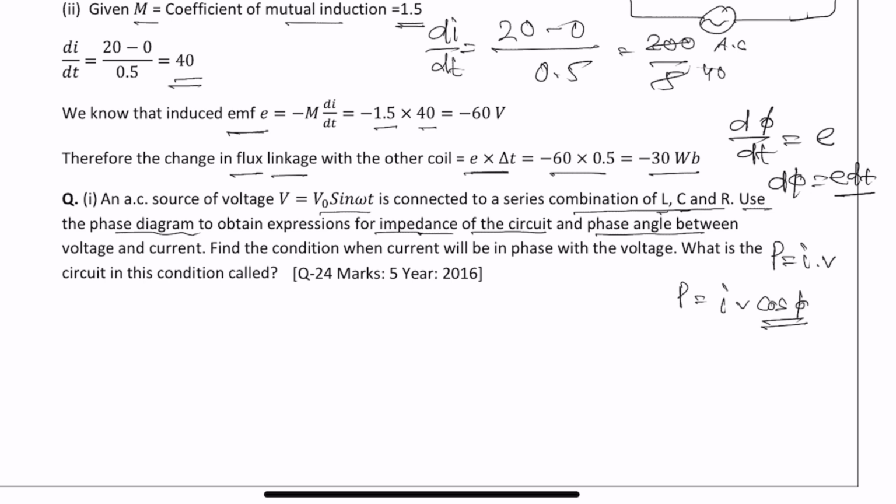So we will come to this. What is φ? φ is the phase angle between the current and voltage. So find the condition when the current will be in phase with the voltage. That is the resonance condition we have to find out. And what is the circuit condition called? That is the resonance circuit. Let us understand this part, because we need to understand many things for this LCR circuit.